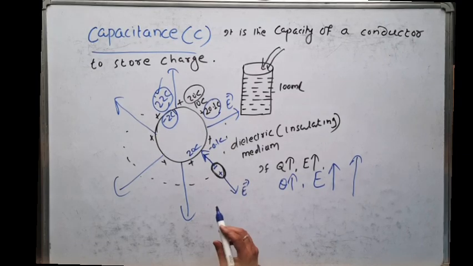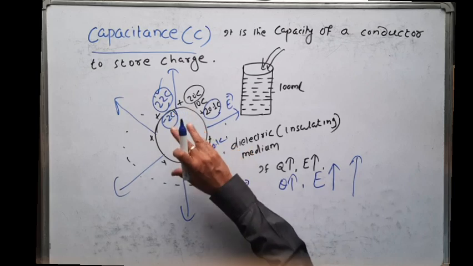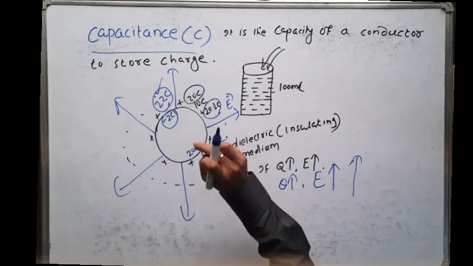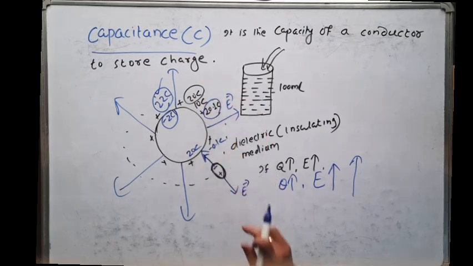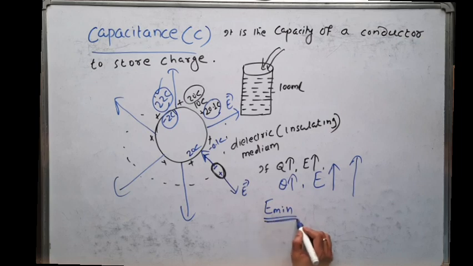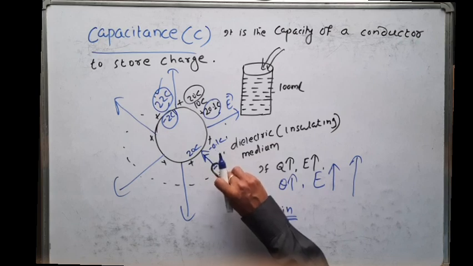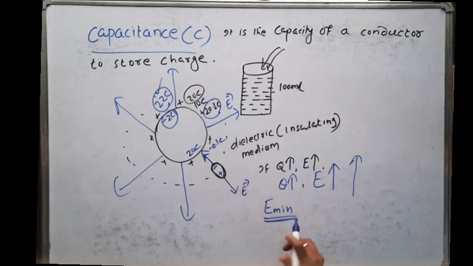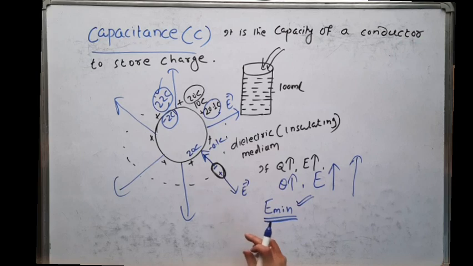Okay, so that is why capacitance is the capacity of a conductor to store charge. It has the capacity to store a maximum charge of 20 coulomb. Beyond that, if you try to add some extra charge, the charge will leak. Now the question comes, what is the minimum value of the electric field strength which will break down this dielectric medium? That is, at a particular minimum value of electric field intensity, this dielectric will break, and that dielectric medium will behave as a conducting body.